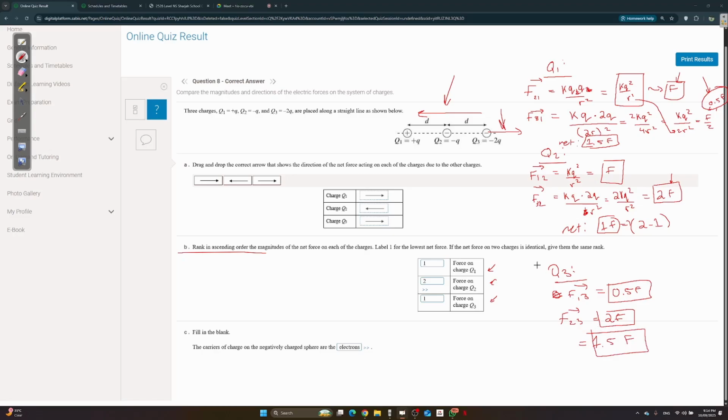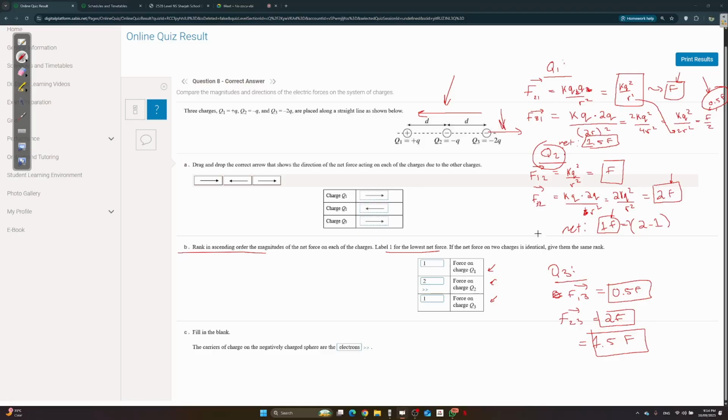So let's rank it in increasing order. Label 1 for the lowest net force. Which one has the lowest net force? 1.5, 1, 1. Which one's the lowest? 1. So which one's going to be the lowest? q2. So we're going to... 1 and 3 are the lowest net force.